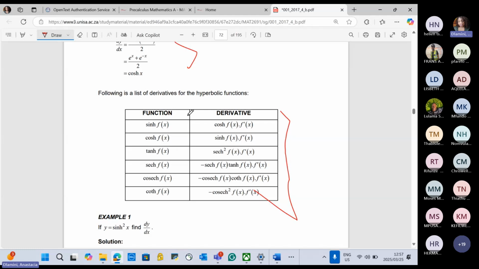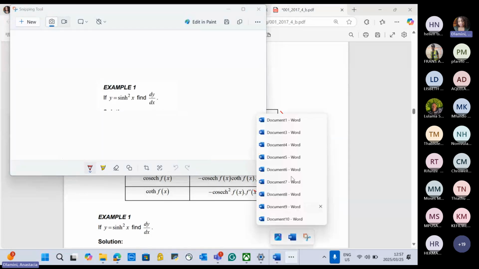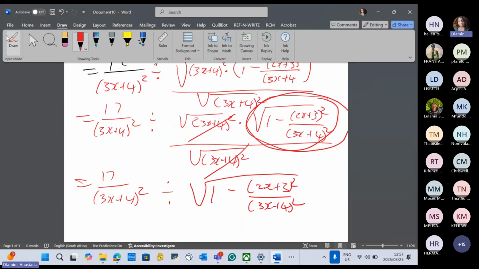Now let's go to example 1. You look at the table and tell me what we're going to do.